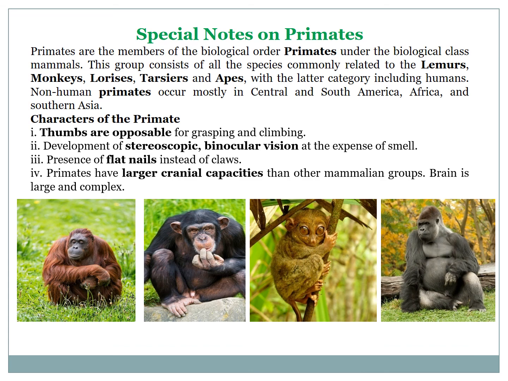Here are a few examples: the orangutan, the chimpanzee, the tarsier, and the gorilla. Chimpanzee is the closest genetic relative of modern human beings in the world. The gene of chimpanzee is more than 99% similar with the human beings.